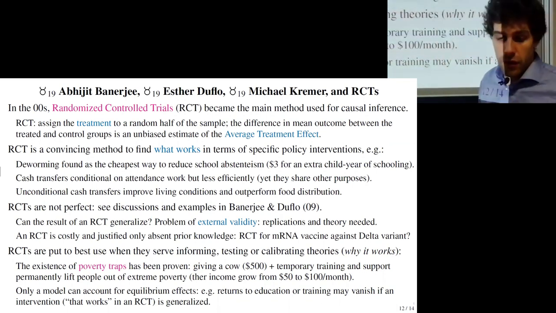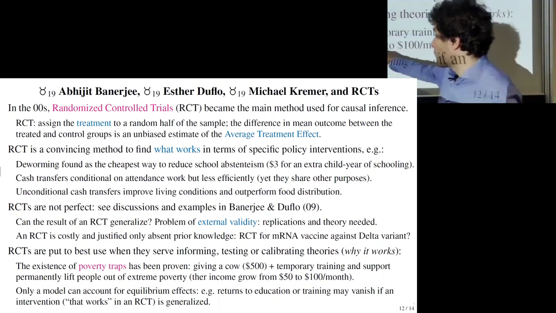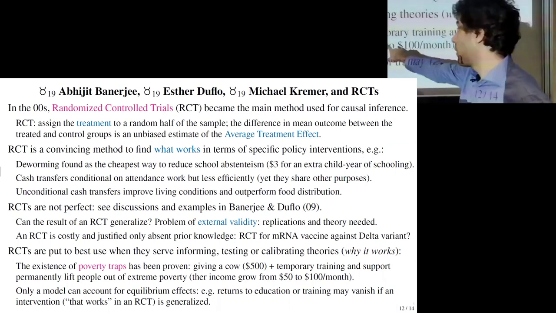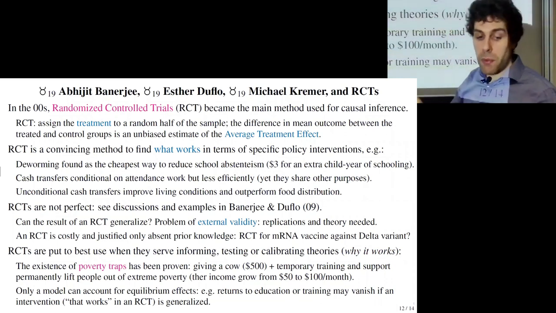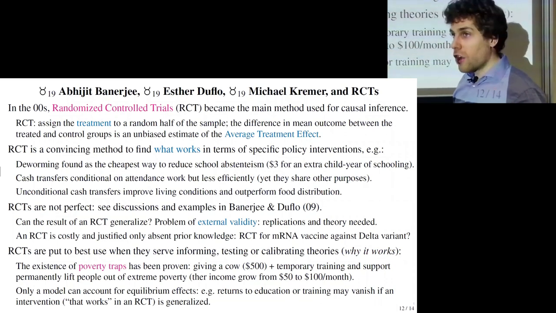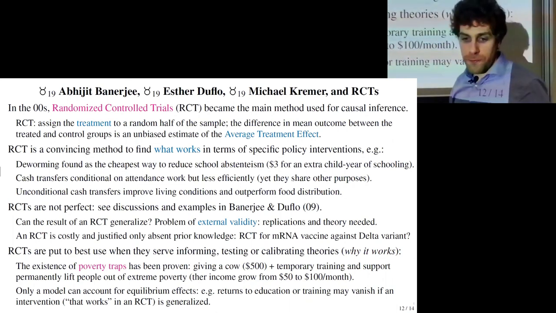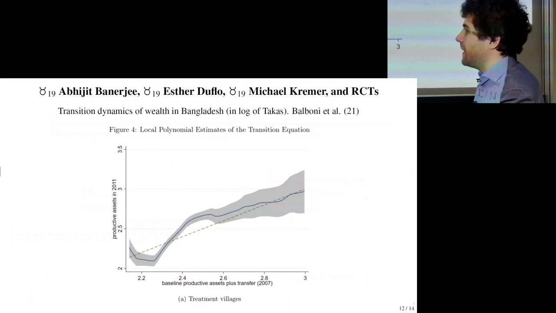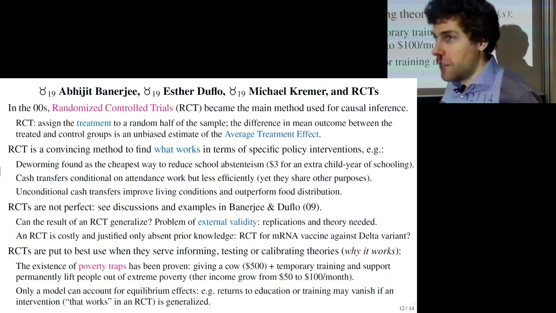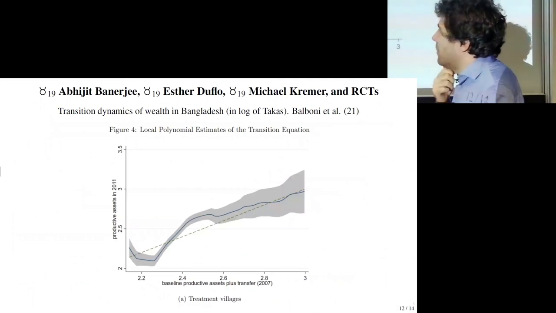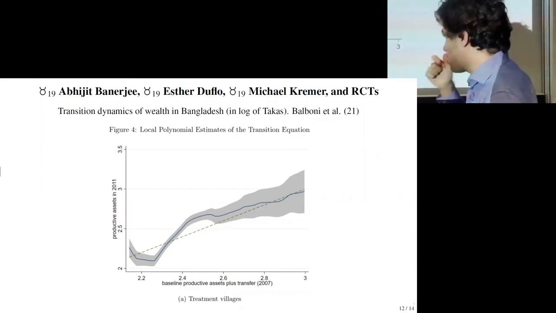So Balboni and her co-authors recently published a paper where they gave a cow, which is a large asset in Bangladesh. It's $500, which is a lot for these people. As well as temporary training and income support. And they show that it permanently lifts people out of extreme poverty. Their income grew from $50 per month to a permanent $100 per month after the intervention. And so this is just the RCT result, okay? Giving them a cow helped them permanently. And it was used to answer the theory question of the existence of poverty traps and to prove that they exist, at least in this Bangladesh context.